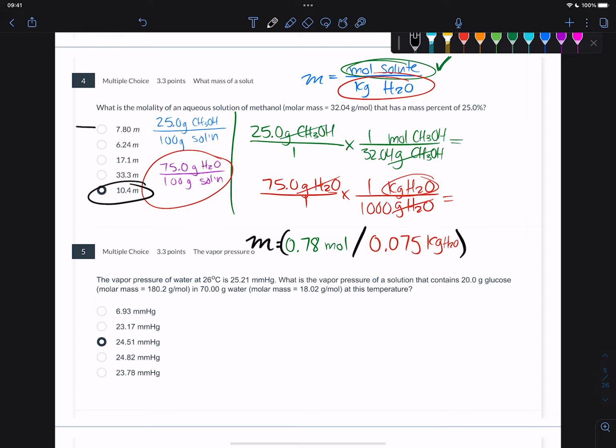This answer here is a really good distractor because it's very common for people to want to convert 100 grams of the solution and make it 1,000, basically. You're not converting this 100 grams into kilograms. Remember that for mass percent, some percent is one thing, and the rest of it is usually typically going to be water.